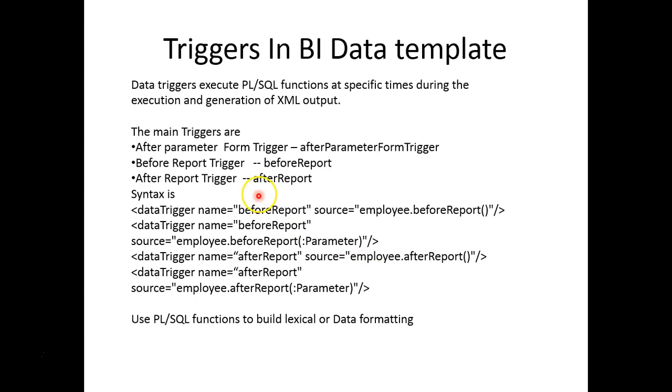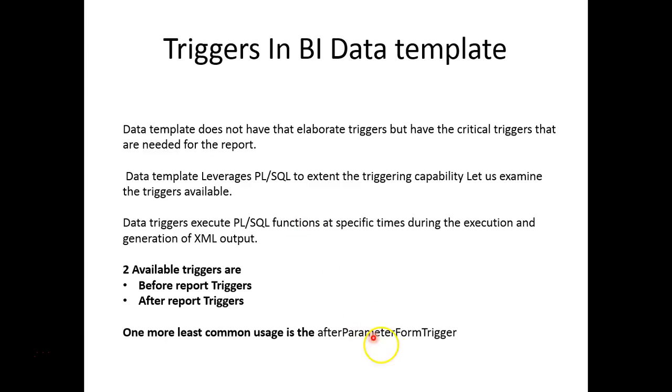So let's look at the syntax. The keywords are after parameter form trigger, before report, and after report. The syntax is before report, source equal package dot function name. The same way with the after report. I haven't used much of the after parameter form trigger, but in the example that I provided, we'll have some samples of it. Feel free to leverage that.